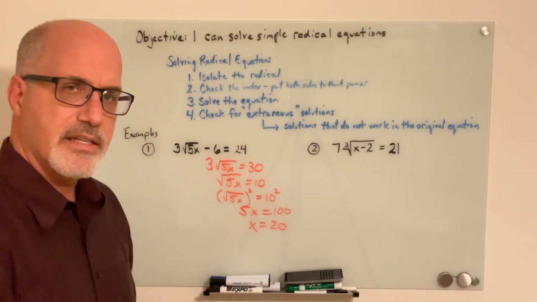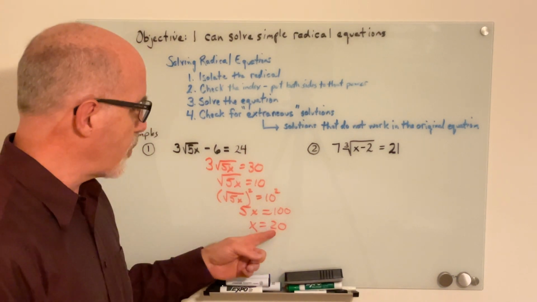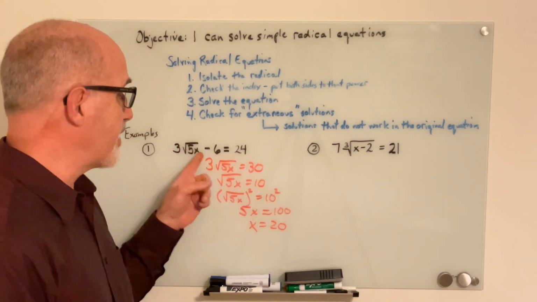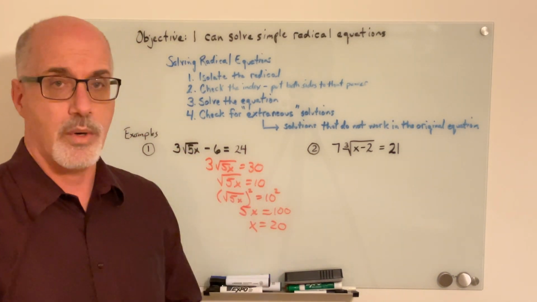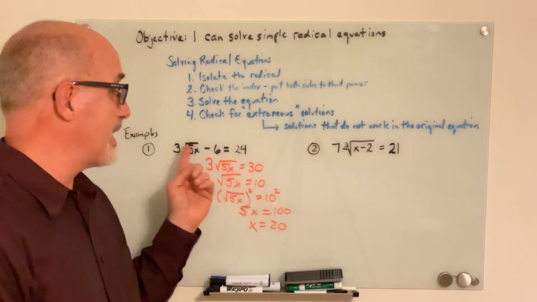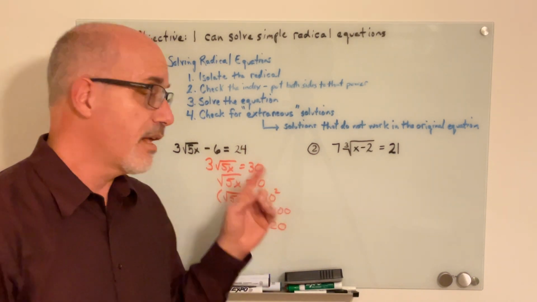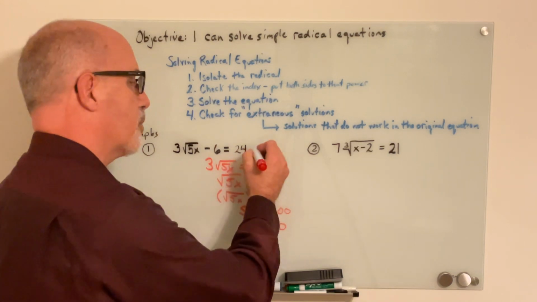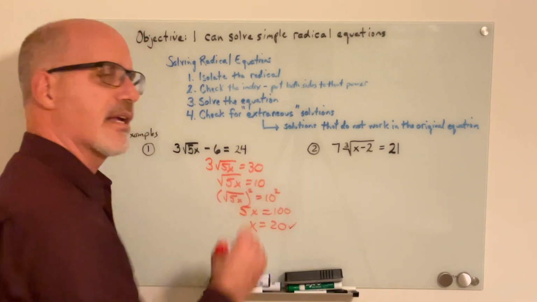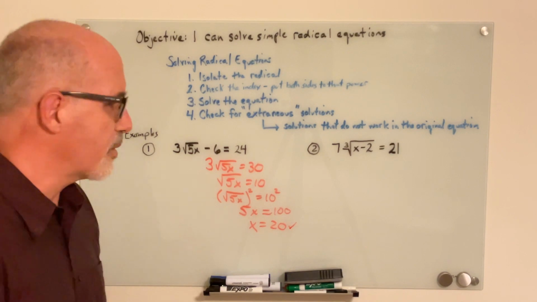Let's just check that to see if it worked out. So I'm going to take 20 and put it back in the original. 5 times 20 is 100. The square root of 100 is 10. 10 times our 3 is 30. 30 minus 6 is equal to 24. So it does check. Let's try the same process with this one.